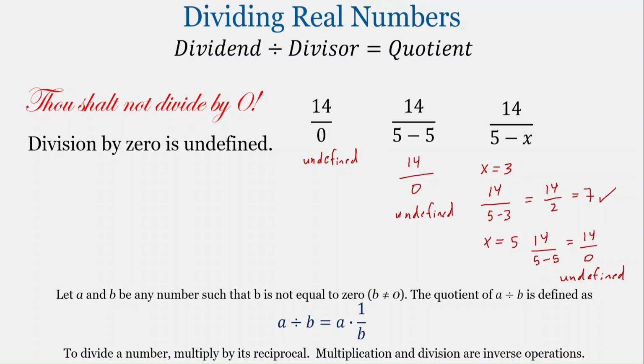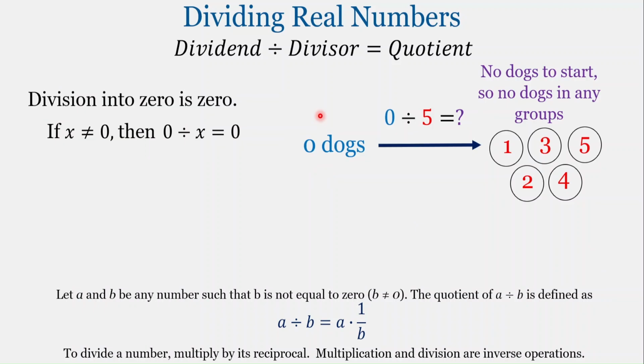Oftentimes, where expressions or functions are undefined, strange things can happen. So it's important to be able to find where algebraic expressions and functions are undefined. Now let's look at division into 0. In this case, we have 0 divided by 5. So 0 is in the numerator and not in the denominator. If I have 0 dogs, I may want to put them into 5 groups. But if I don't have any dogs, each of those groups are going to end up with nothing. So division into 0 is 0.